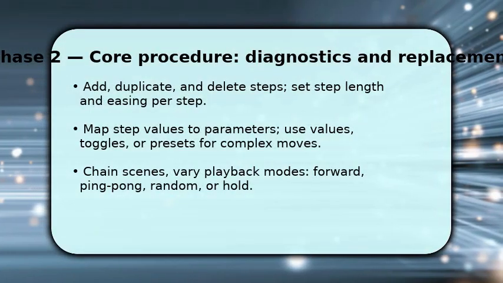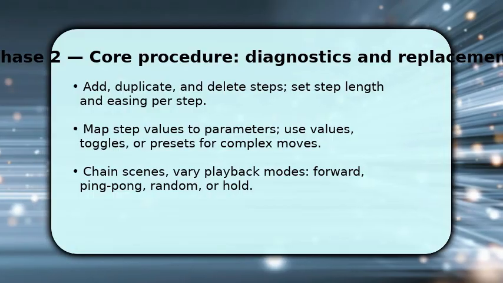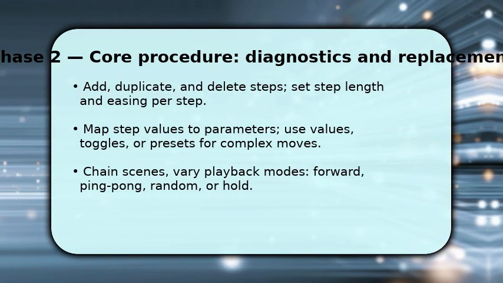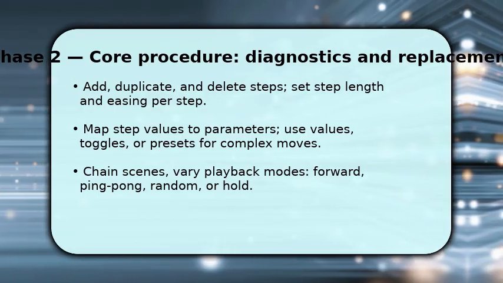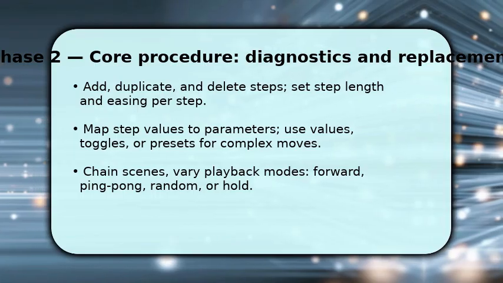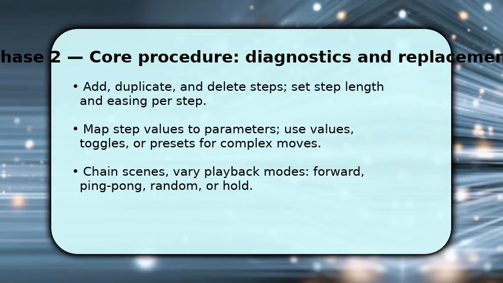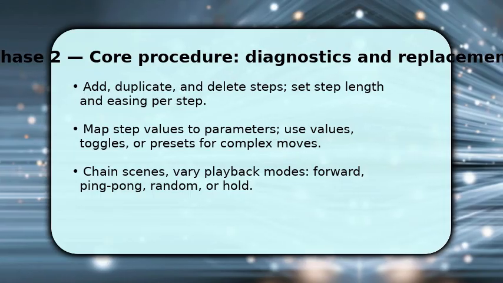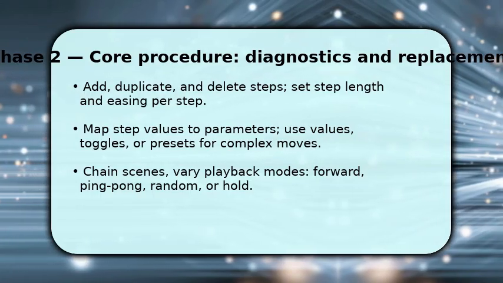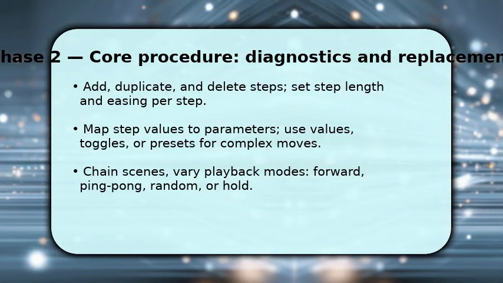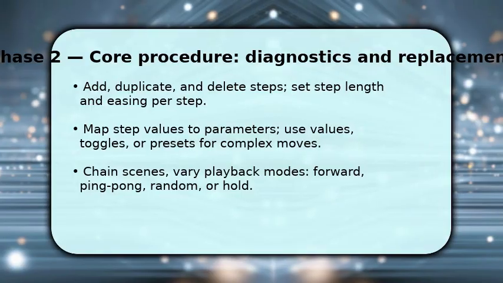You craft the middle by building the step sequence and assigning exact values. Add steps, duplicate to repeat patterns, and set each step length with easing so movement feels natural. Make sure to map those step outputs to specific clip or effect parameters and use presets when you need complex states quickly. Once you have a working sequence, experiment with playback modes, forward, ping-pong, random, to change the behavior without editing every step, and test timing against your composition.